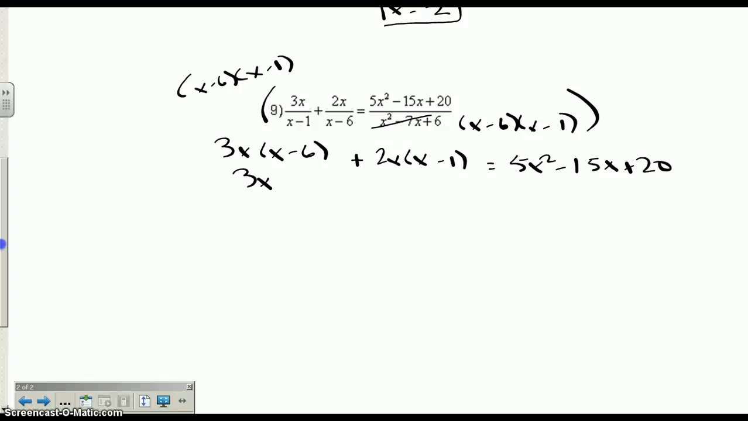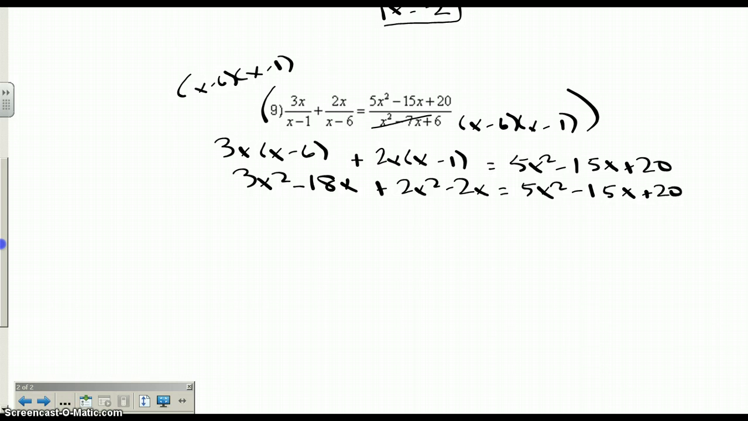So I get 3x squared minus 18x. Distribute the 2x, I get plus 2x squared minus 2x. And this whole right side does not simplify anyway. So now we got to move everything to one side and combine like terms. Ooh, this actually works out.